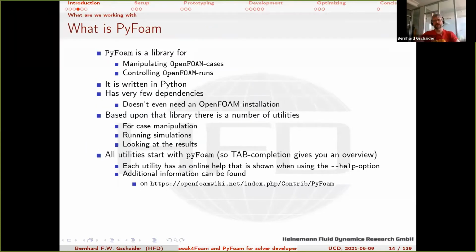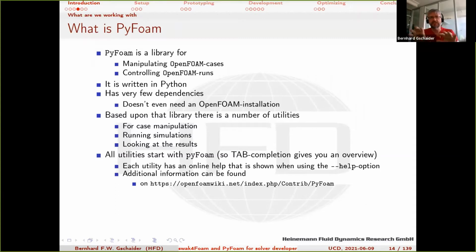We are working with the two packages that I already mentioned. One of them is PyFoam. PyFoam is a library for manipulating OpenFOAM cases and controlling OpenFOAM runs. It was written in Python. It's designed to have as few dependencies as possible. And it's best known for a couple of utilities that use the library beneath it.